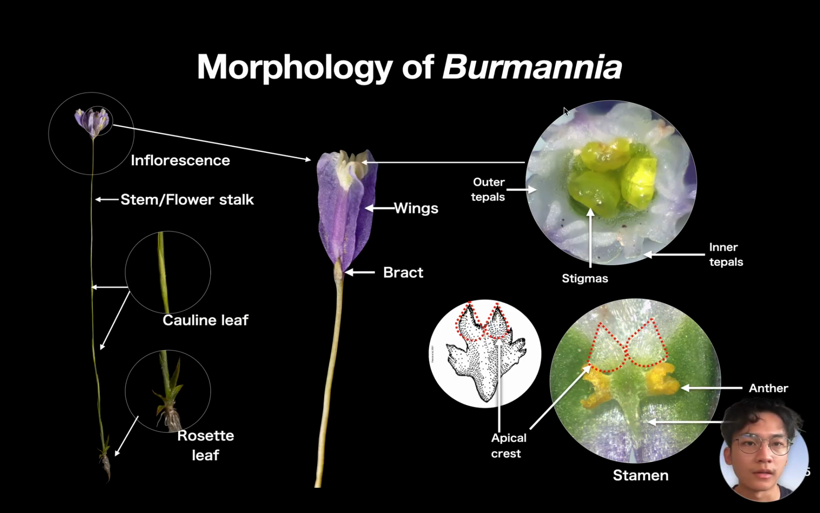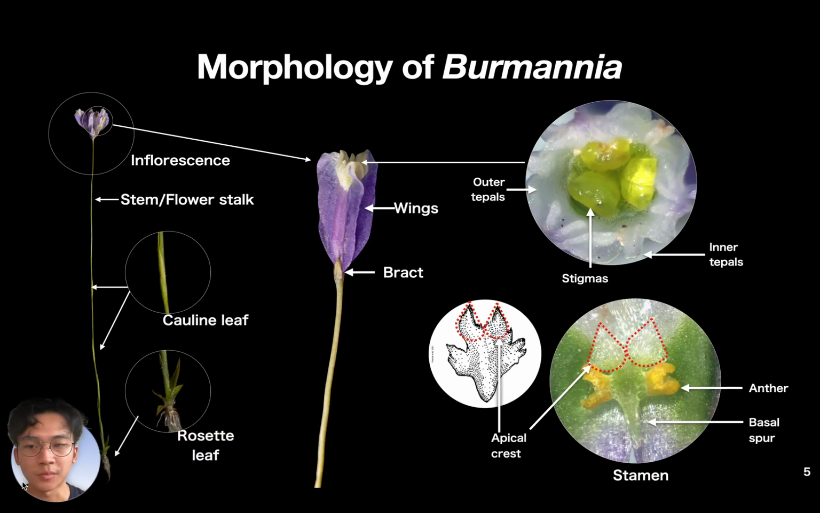And when you look at the top part, the white parts here are the tepals, and inside, when you zoom in, is the floral tube. There are 3 stamens. Each one has appendages. On the top is called the apical crest, and at the bottom is a basal hanging spur.